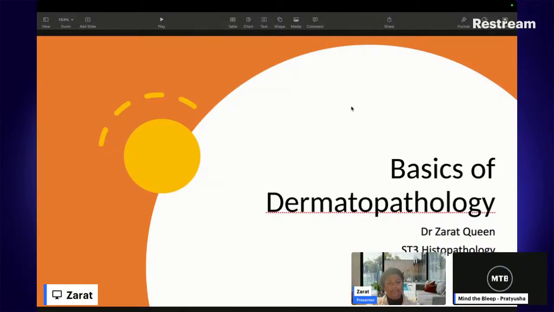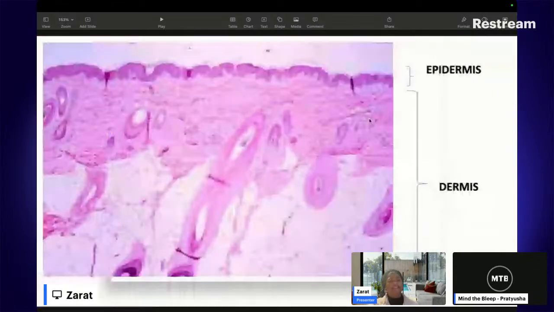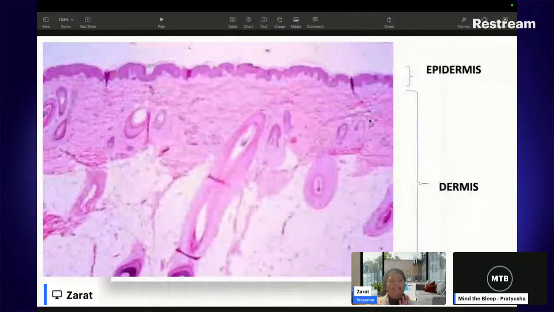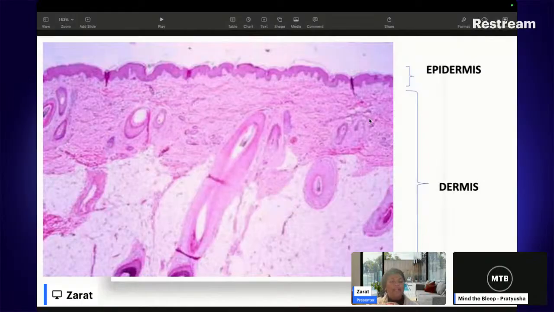So the skin, going to the very basics, is mainly divided into the epidermis and the dermis. The epidermis is the thinner layer at the top, and what we actually see from the outside as skin. And then we have the thicker, more connective tissue layer in the dermis, and after that you have your subcutaneous fat and muscles.